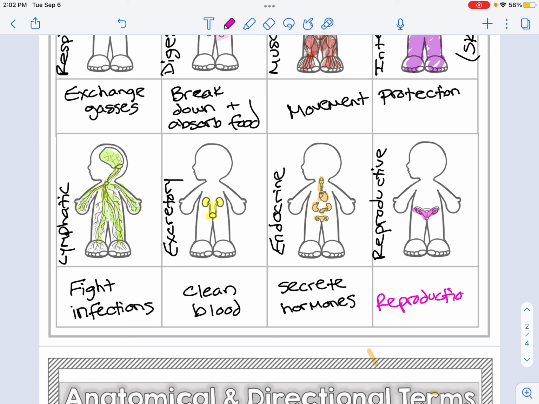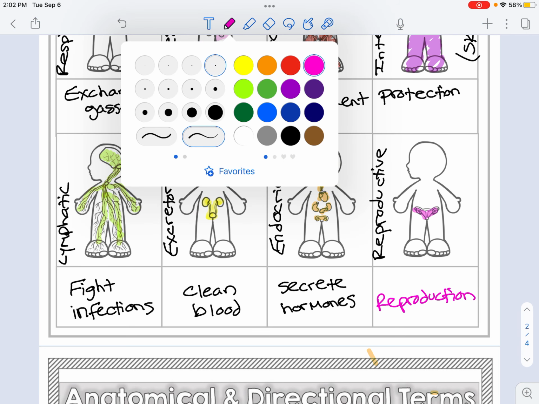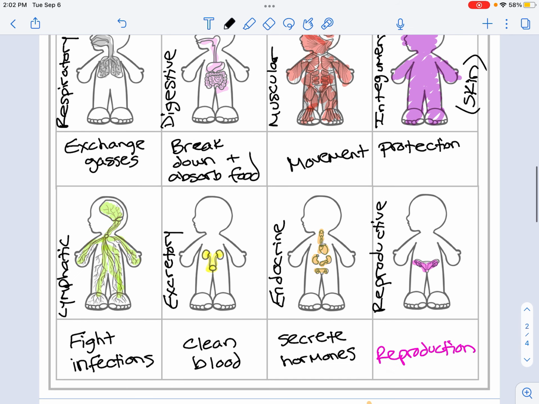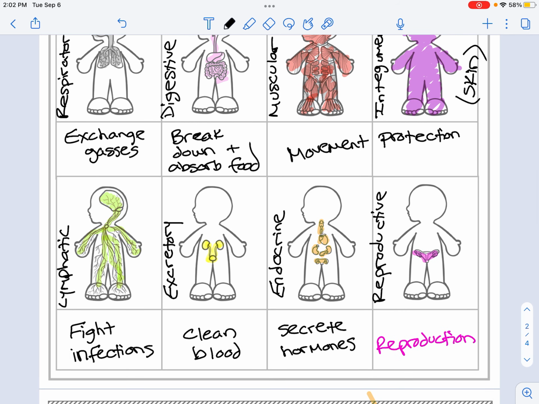I'm not sure why my pen is suddenly pink. Sorry, you can hear that. So I'm going to do the next 2 pages in a separate video so that you can just see each part. If you have any questions, please let me know.